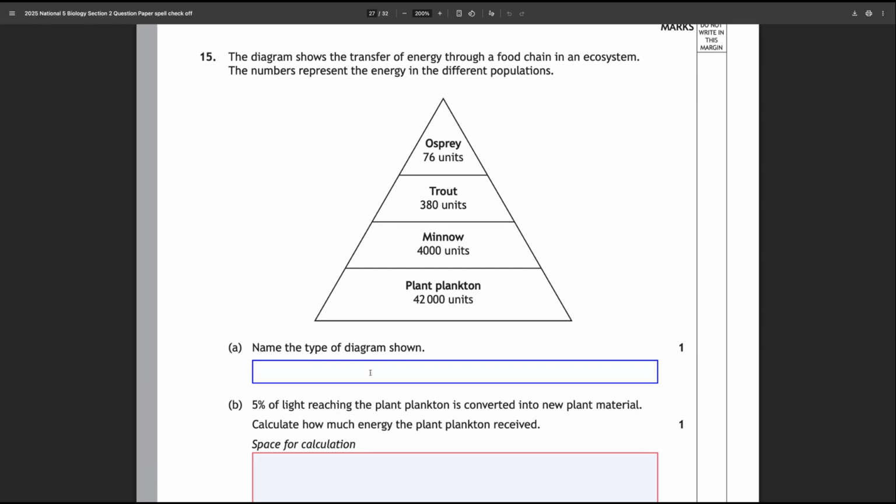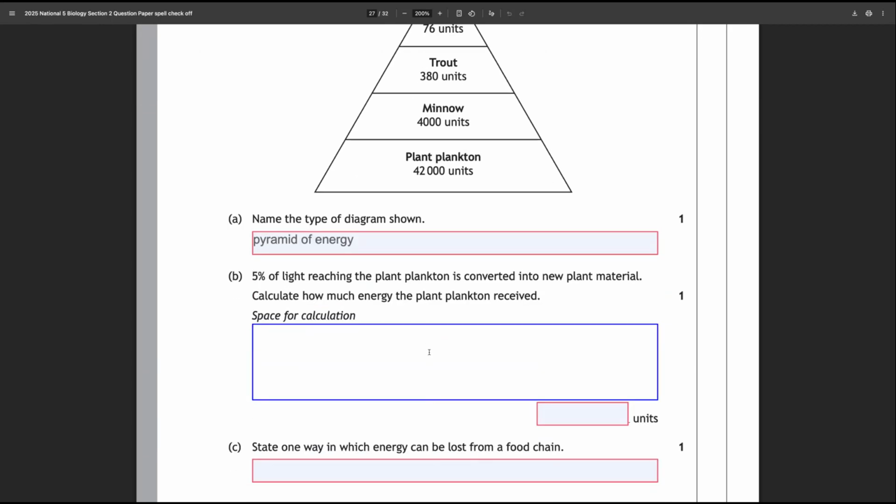Now, it mentions it's showing the transfer of energy and it's in the shape of a pyramid. So this is quite a straightforward one. It is a pyramid of energy. Part B, 5% of light reaching the plant plankton is converted into new plant material.